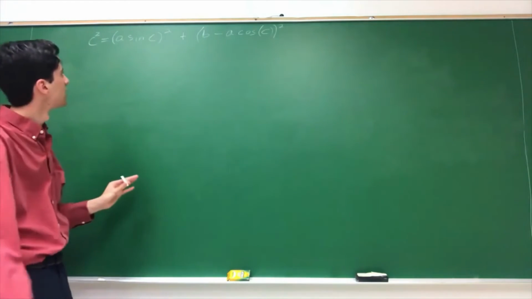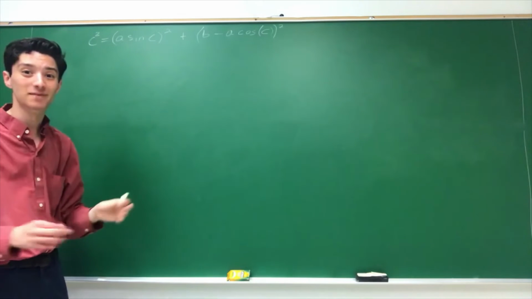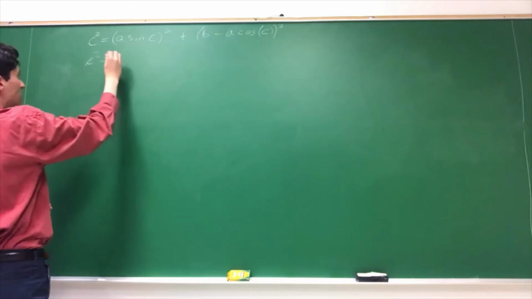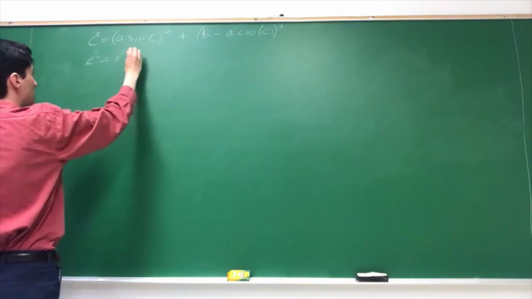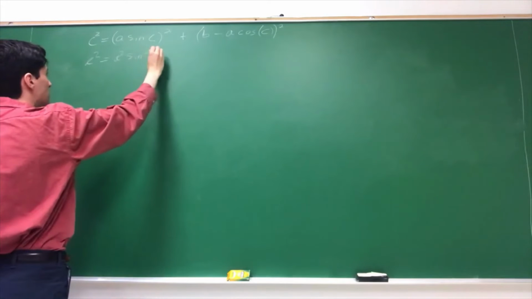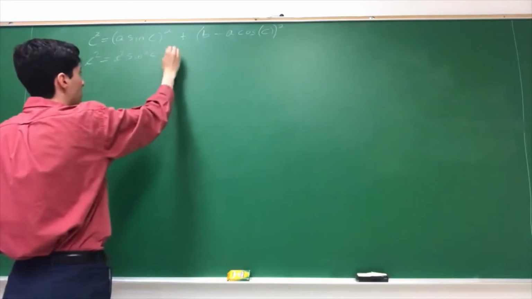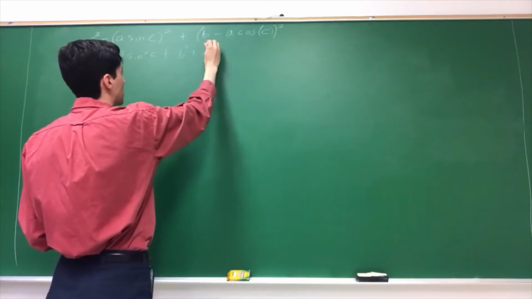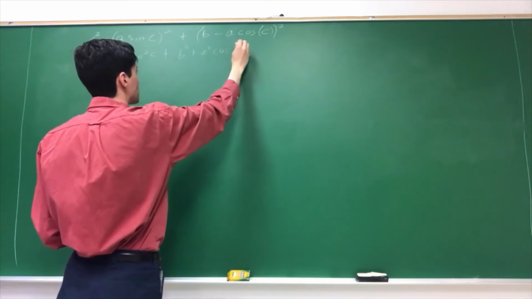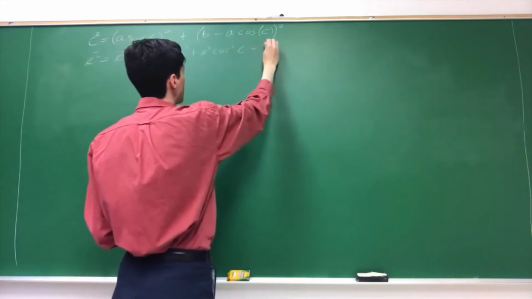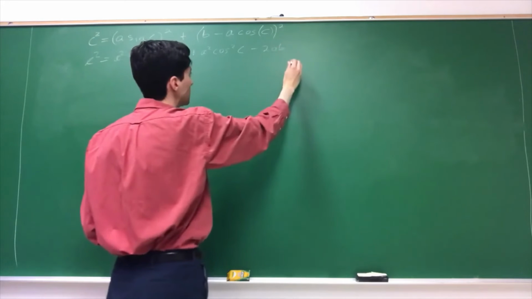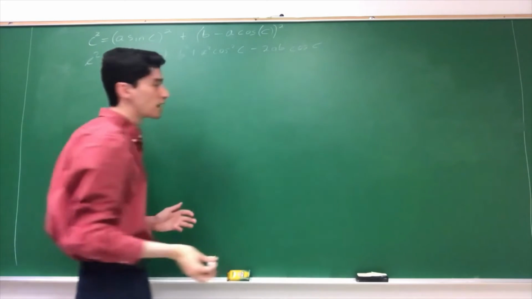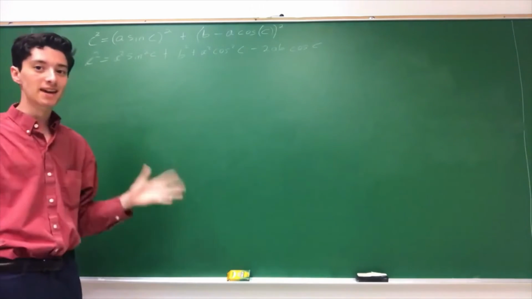So now we can expand the squares and try to simplify some things here. So we have c squared is equal to a squared sine squared C plus b squared plus a squared cosine squared C minus 2ab cosine of C. And already we can see that this is starting to look like the answer that we want to get.